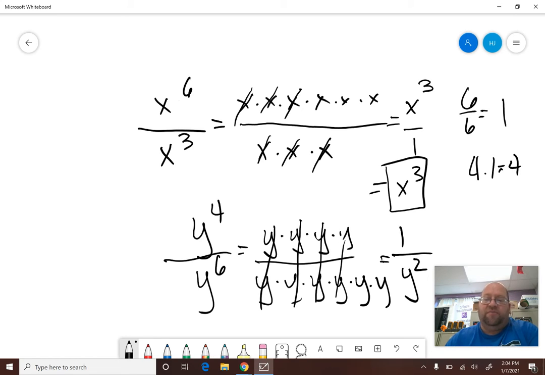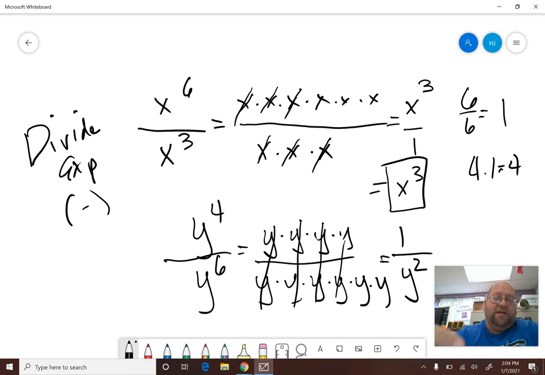So here's what you need to remember about division. When you divide exponents, you actually subtract, okay? So I'm going to take 6 minus 3. That leaves me with x to the third. Really, in essence, I took 6 minus 4, and it left me with 2, but those 2 remained on the bottom, not on the top, okay? So when I multiply exponents, I actually add them. When I divide exponents, I actually subtract them.